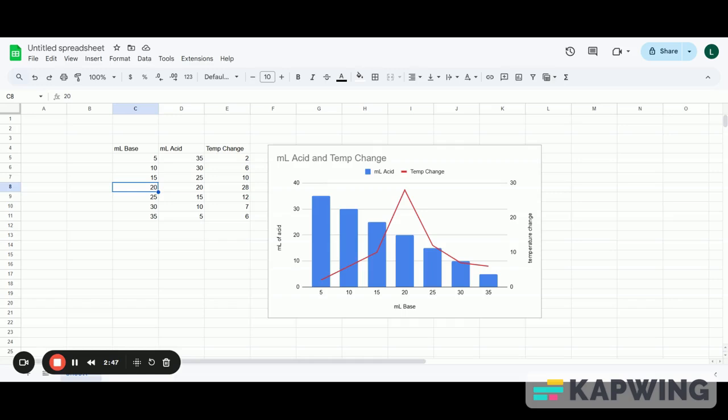You could have different bases and different acids that react in different ways, and that gets into a whole other branch of chemistry where we calculate and predict reactions. Much more on that later in your life. For now, let's just stick with the simple basics here. I could see the greatest temperature change at equal amounts of acid and base.